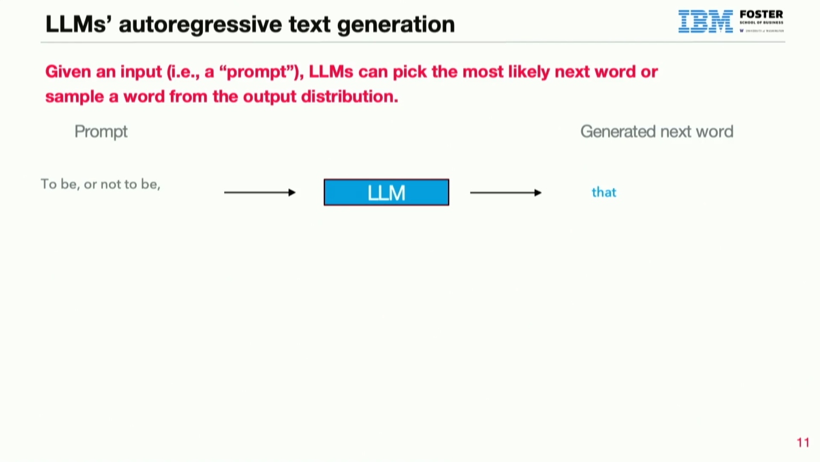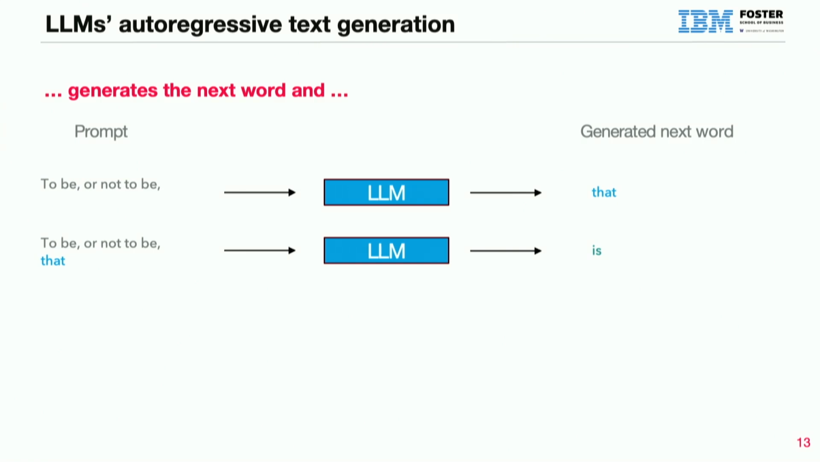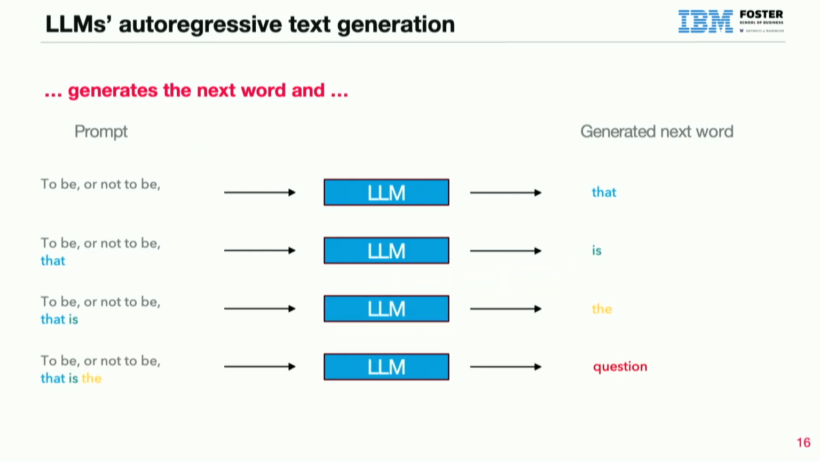How does it work? If you receive an input, like a prompt, the large language model will pick maybe the most likely next word or sample the word from the output distribution. If you have "to be or not to be," you want to know what's the next word. It will be "that." So you take this word "that" and feed it back to the initial prompt. Now you have "to be or not to be, that," and you ask the large language model to do it again. What is the next most likely word? "Is." Now you take "is" and feed it back to the initial prompt, and then what's the next likely word? "The." And you keep iterating over and over. So this is why we say that large language models just predict the next word, because they just take sequentially what they just generated and feed it back over and over.